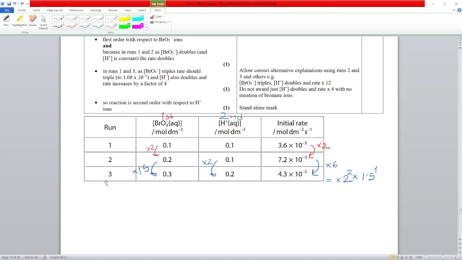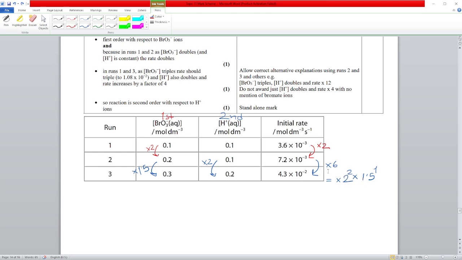Between experiments 2 and 3, the bromate is going from 0.2 to 0.3, which is a 1.5 times difference. And the initial rate goes up by a factor of 6. At the same time, the hydrogen ion concentration doubles. First of all, we already know 1.5 is first order, so this 6 has to have a 1.5 to the power of 1 involved in it somehow. So what number into 1.5 will give you 6? 4. 4 into 1.5 gives you 6.